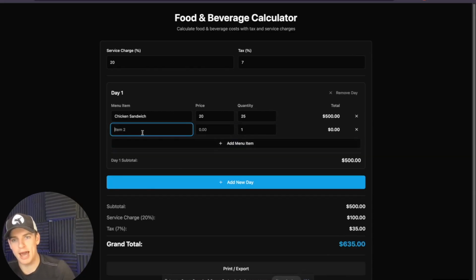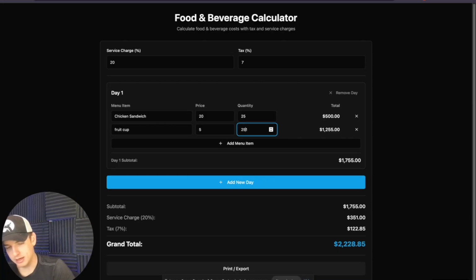Let's say you also want to add in a fruit cup. I like fruit cups. Let's say that's another option on the menu, and the price for a fruit cup is $5, and you're also going to have 25 as well. And you can see it automatically calculates the service charge and tax for everything. It combines these totals. So your total now is $793. Let's say that's just day one. You're just going to do one lunch on day one.